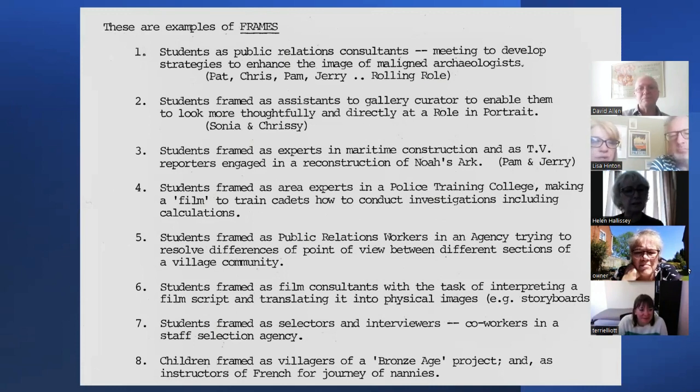This third one: students framed as experts in maritime construction and as TV reporters engaged in a reconstruction of Noah's Ark. I'm not quite sure whether these are two separate things or whether one leads into another, because it's all about maritime construction. I'm not quite clear what they'd be doing exactly. So let's say they're TV reporters and the program is about reconstructing Noah's Ark, the TV documentary. So what might that be then, do you think? Going for, so that's like the media, reporters, TV, press. I'm putting my eggs in the same basket.